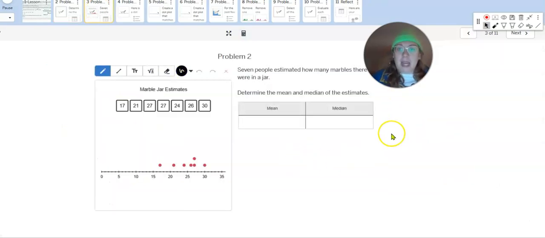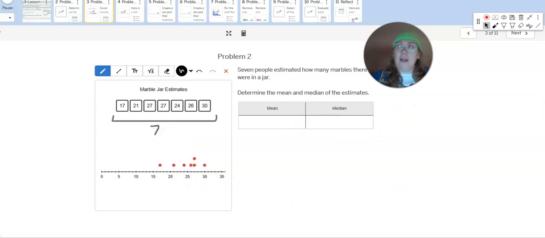7 people estimated how many marbles there were in a jar. Determine the mean and the median. I'm going to have you do this one on your own. Put the numbers in order from least to greatest, which actually, they are not. So you can use your whiteboard tools, write them in order from least to greatest to get your median, and then find your mean by adding them all up and dividing by 7, because we have 7 data points.